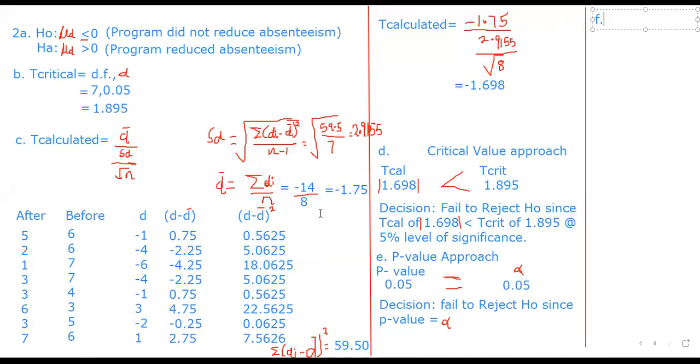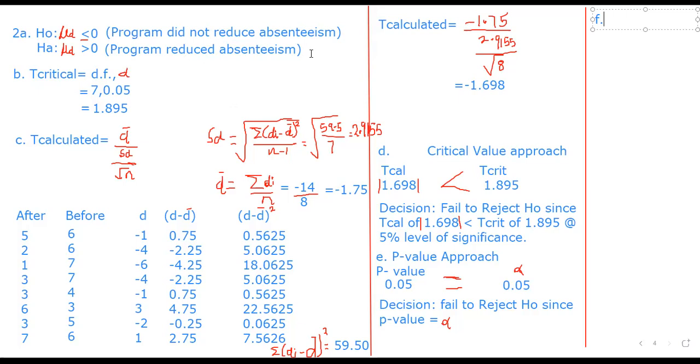First of all, you look at H0. What is H0 saying? What is HA saying? H0 is saying that the program did not reduce absenteeism, right? And the HA is saying it reduced the absenteeism. And the decision is saying that you should fail to reject H0. If you are failing to reject H0, then H0 is true. The program the manager implemented did not reduce any absenteeism.